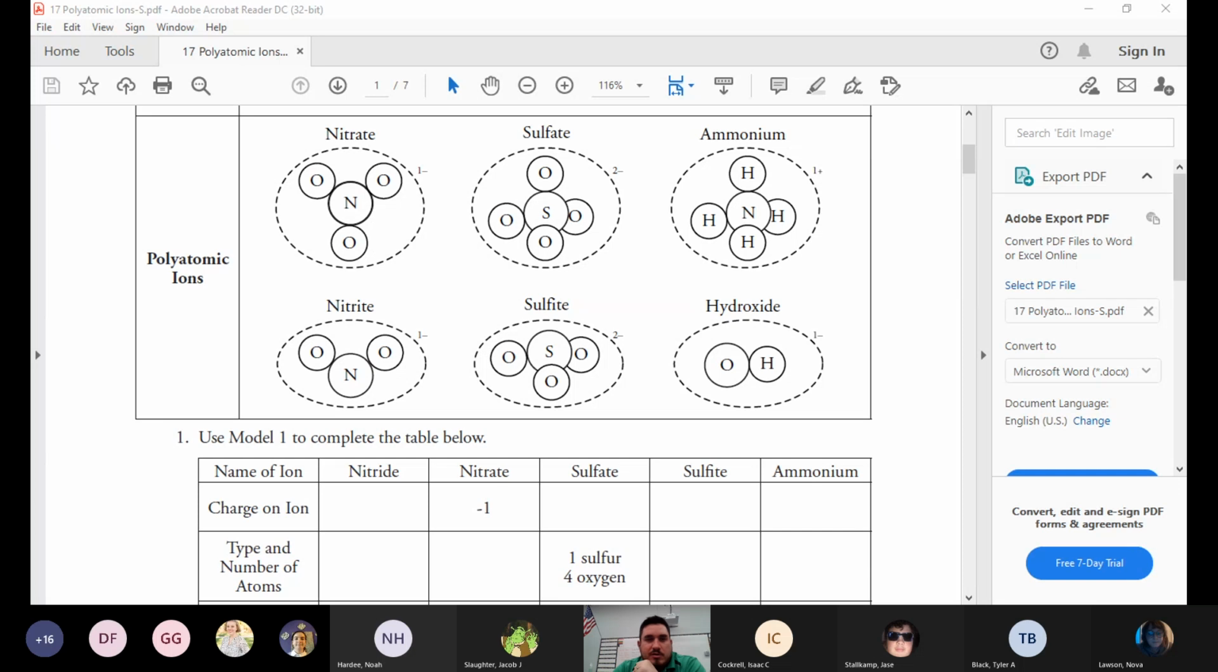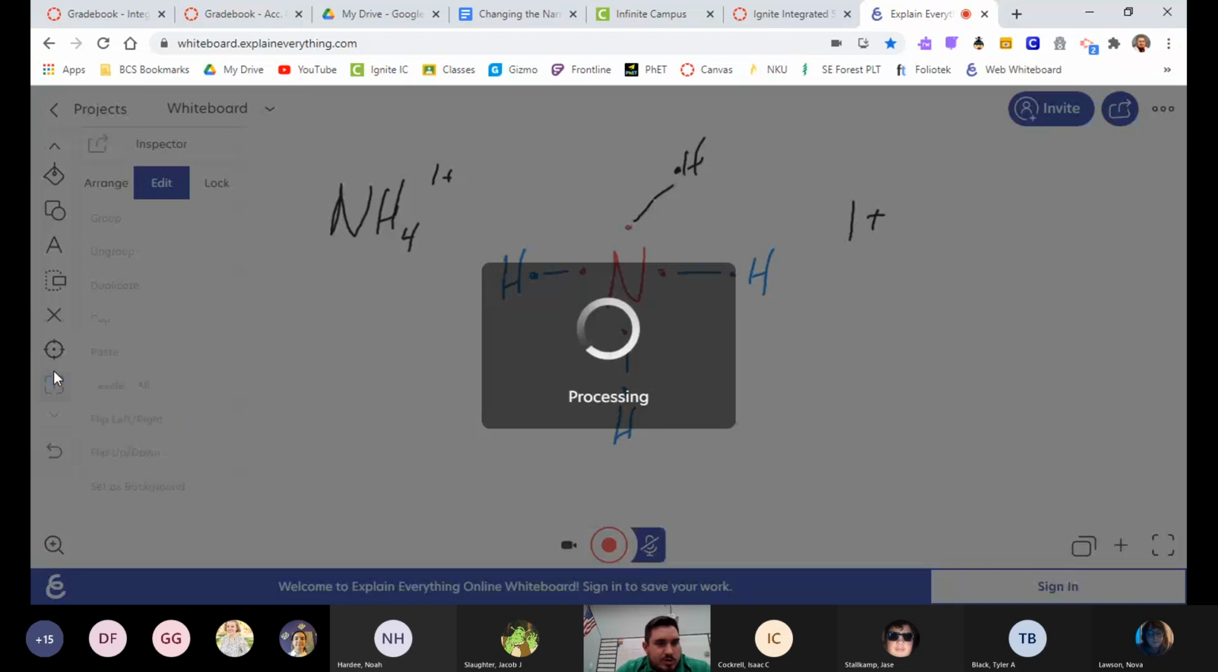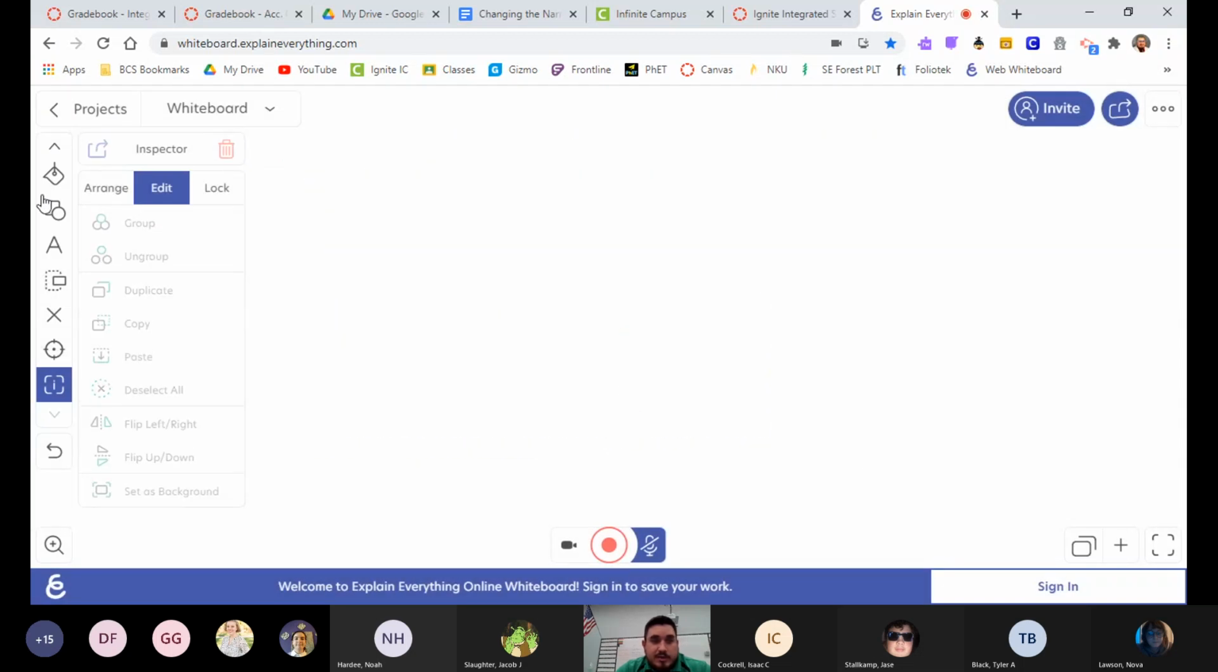Okay, let's do that drawing again real quick. Let's go back to explain everything here. I'm gonna use my new little trick for cleaning my board. Awesome. I really do like that.